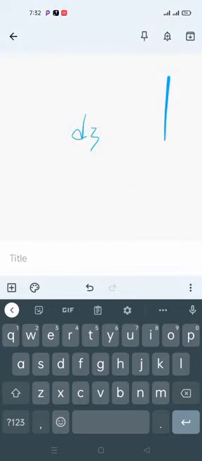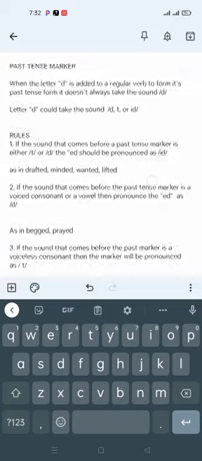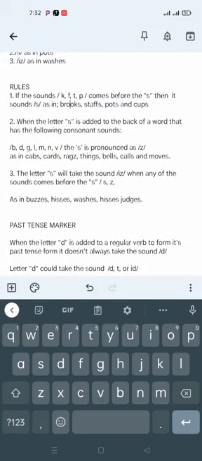And the same thing applies with judges. So the ES at the end takes the sound /ɪz/, judges. Alright, judges. Are we there? Alright, so that's for the inflection S.